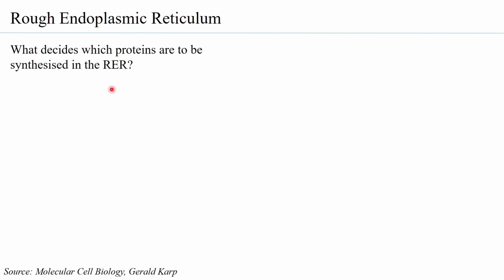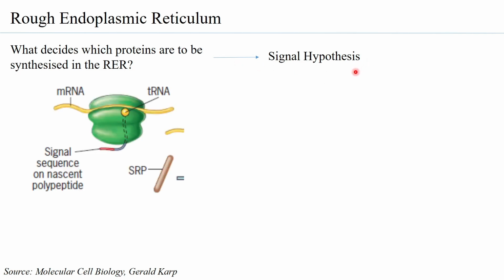So as mentioned to you, what decides which proteins are to be synthesized in the RER? We looked at the fact that there is something called the signal hypothesis. So let us understand what the signal hypothesis is. What has been observed is that those proteins that have to be synthesized in the ER are first actually synthesized by the ribosome as a free ribosome. So you can see how a free ribosome is bound to the mRNA and it has already started translating that mRNA to form the polypeptide.